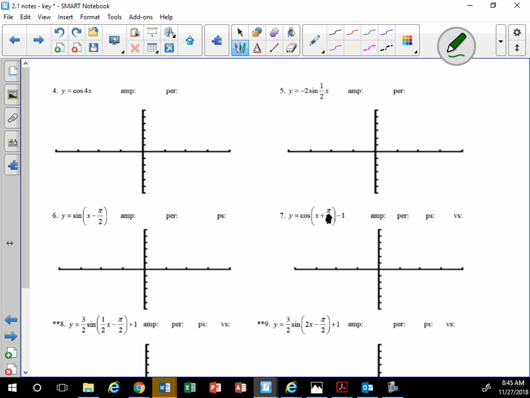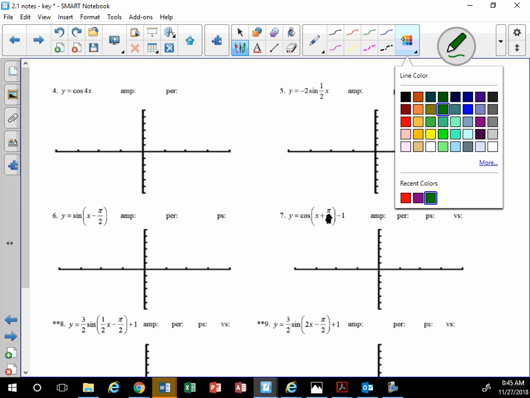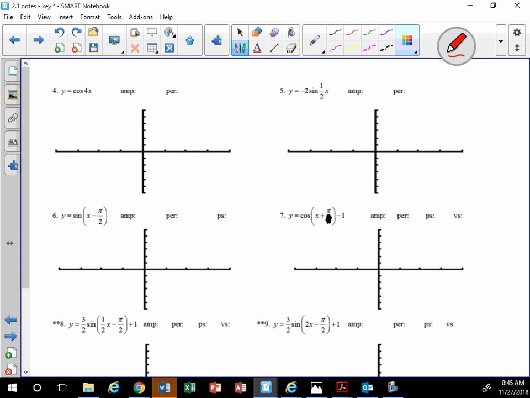All right, number 4 here. What's different in this one? Is it the amplitude that changed this time? No, it's the period, right? You guys see that b value? When the coefficient is on the x, that means that's the b value, okay? This is b. So the amplitude's still 1, but the period is now 2 pi over 4.